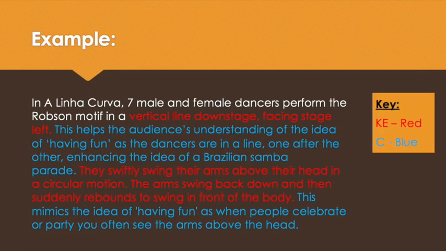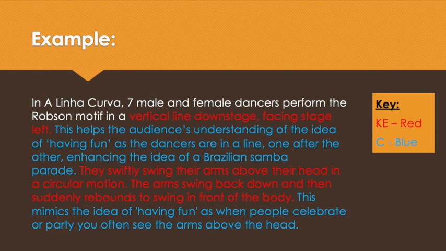For the 6-mark question, an example of an extended sentence could have been: in Alina Curva, 7 male and female dancers perform the Robson motif in a vertical line downstage facing stage left. This helps the audience's understanding of the idea of having fun as the dancers are in a line, one after the other, enhancing the idea of a Brazilian samba parade. They swiftly swing their arms above their head in a circular motion. The arms swing back down and then suddenly rebound to swing in front of the body.